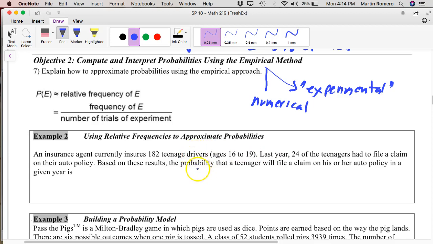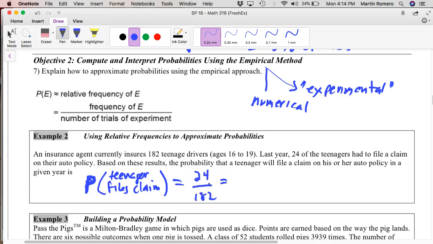So if someone had asked, what's the probability that a teenager will file a claim? We use capital P to ask the question, what's the probability that a teenager, this is the event E, files a claim? So we would use that notation. Probability, capital P, the teenager files a claim, would be 24 out of 182. And then you would go ahead and calculate that probability.